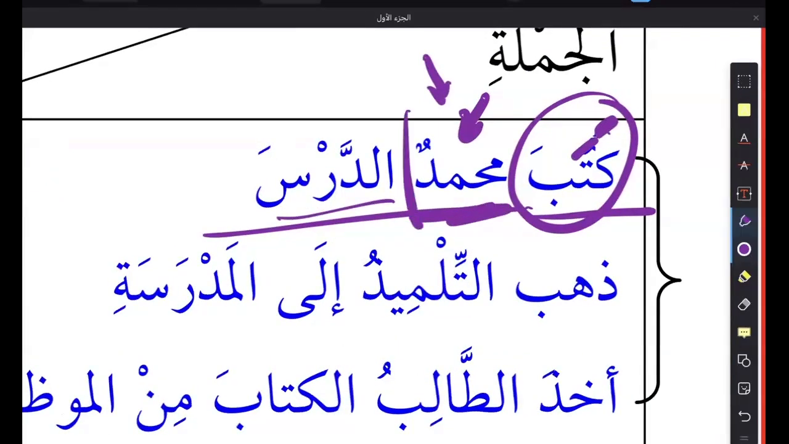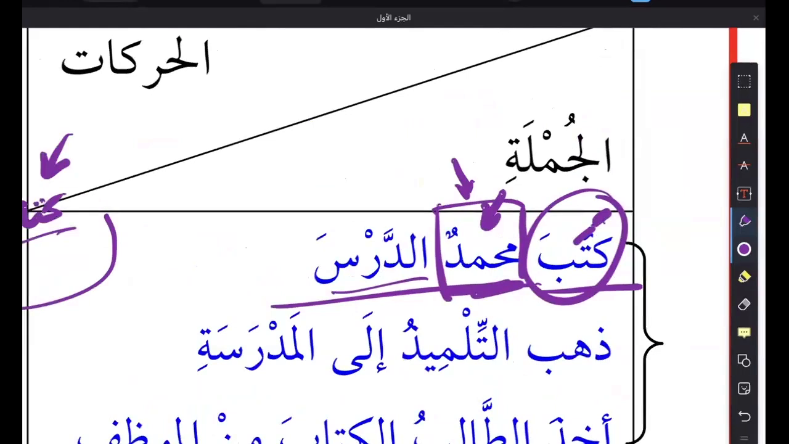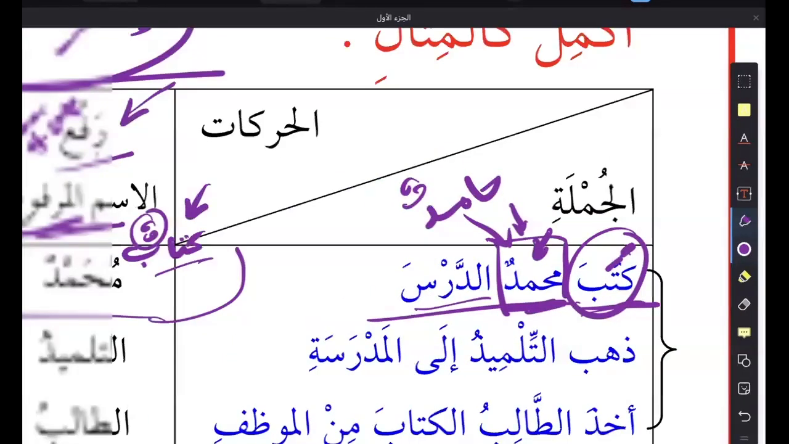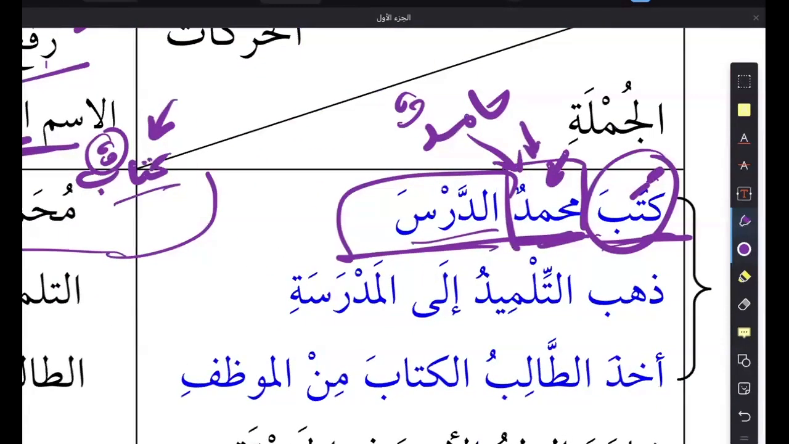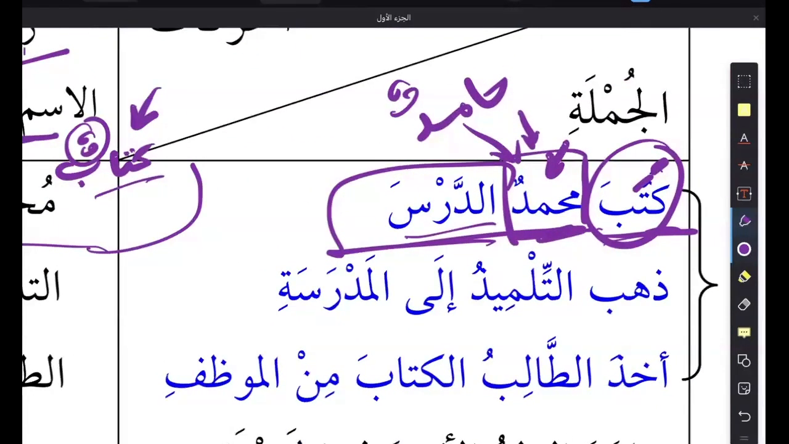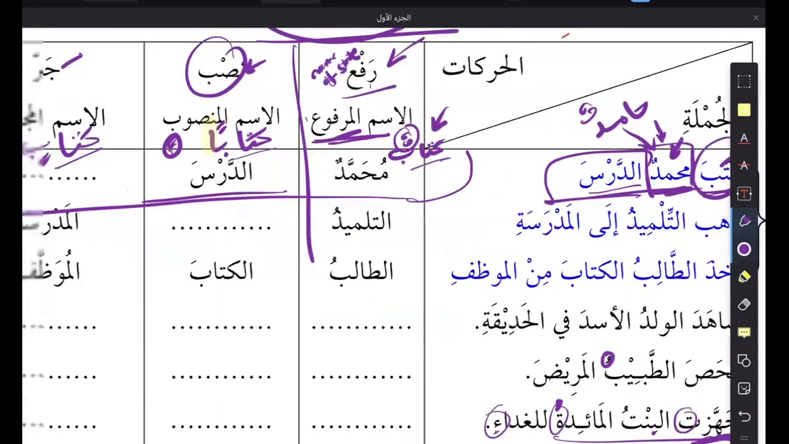So Muhammad is in the state of raf. Why? Because this is fa'il. So that means we have to know that fa'il is always marfu and it's always in the state of raf. So for example, if we were to say instead of Muhammad, Hamid, do we say Hamidin, Hamidan? No, we say Hamidun. Why? Because this is fa'il. You understand? And ad-dars is in the state of nasb. Why? Because it's maf'ul bihi, mansub. Yes, maf'ul bihi is always mansub.